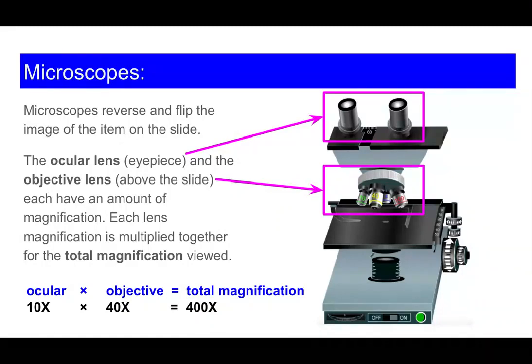So in this example, if we were looking at the yellow one, which is actually not on, that would be 40x, and we multiply those two things together, and we get 400. And we write that as 400x, 400 times magnification for the total magnification.